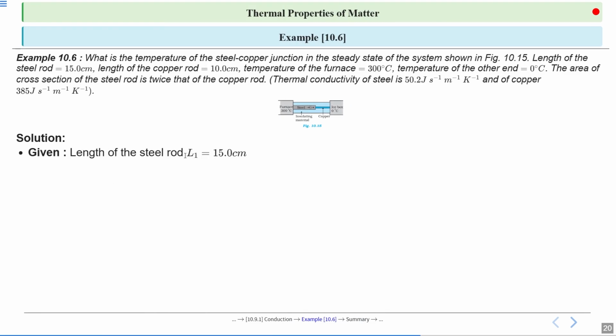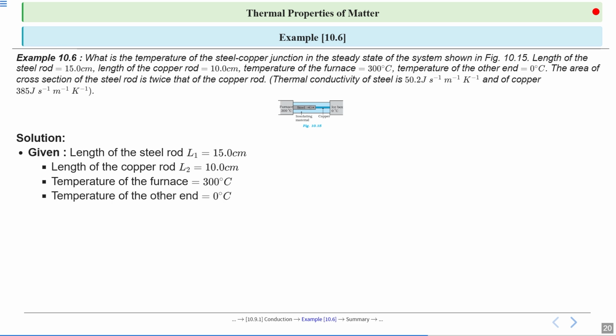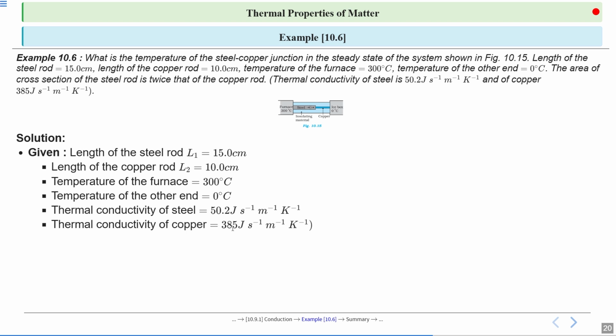Given: length of the steel rod L1 is equal to 15.0 centimeter. Length of the copper rod L2 equal to 10.0 centimeter. Temperature of the furnace is equal to 300 degrees Celsius, and temperature of the other end is 0 degrees Celsius. The furnace is the first end and the ice box is the second end. Thermal conductivity of steel, 50.2 joule per second per meter per Kelvin, and thermal conductivity of copper, 385 joule per second per meter per Kelvin.